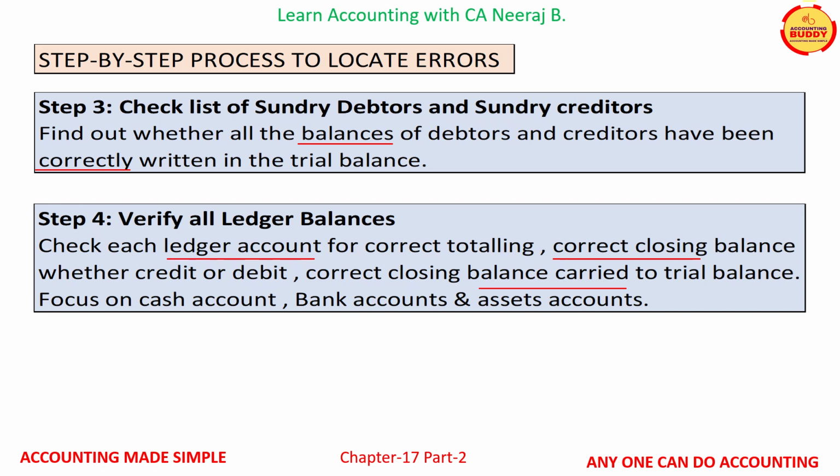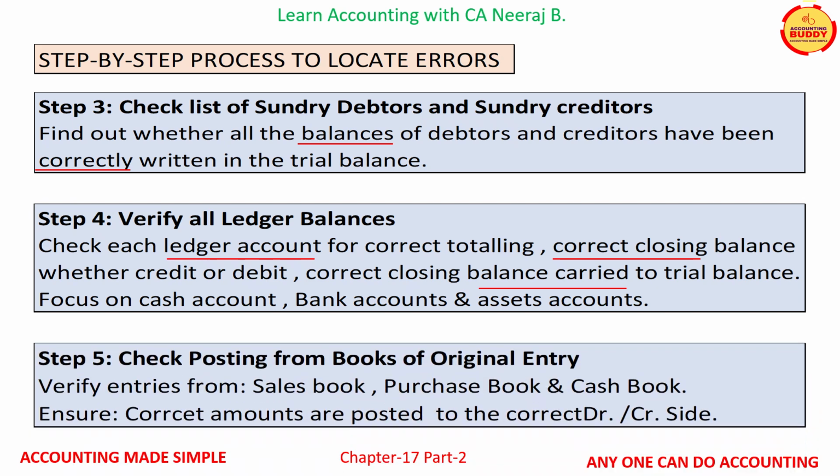Focus should be on cash account, bank account, and asset accounts. As a next step, check posting from books of original entry. Verify entries from sales book, purchase book, sales return book, purchase return book, and cash book. This step must ensure correct amounts are posted to the correct debit or credit side of the respective accounts.